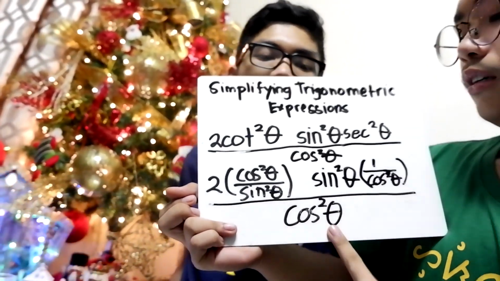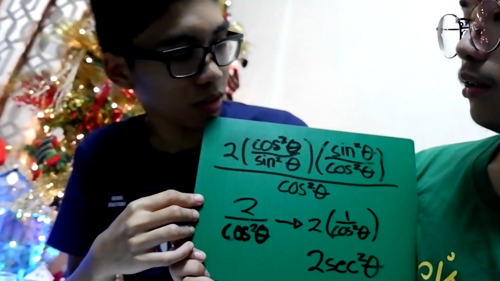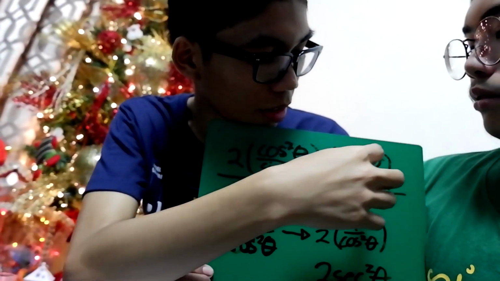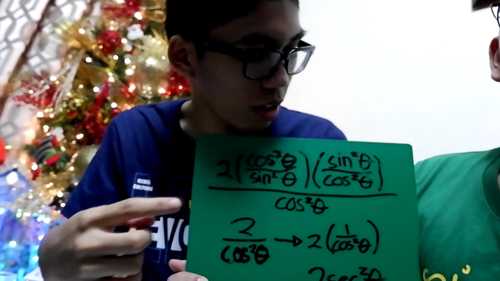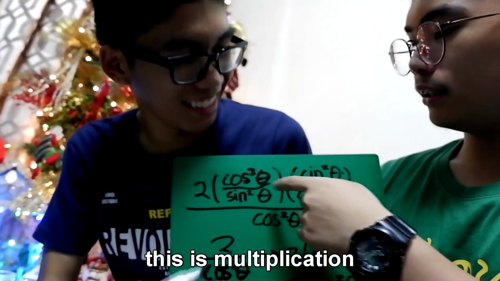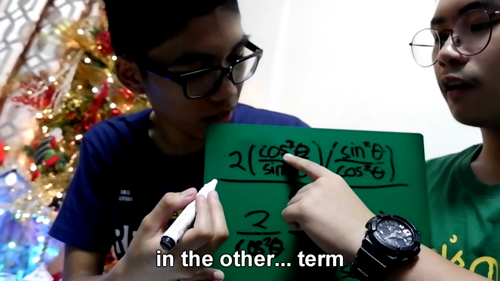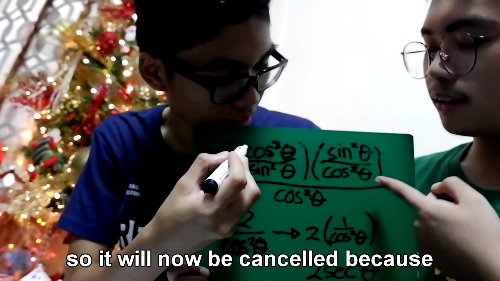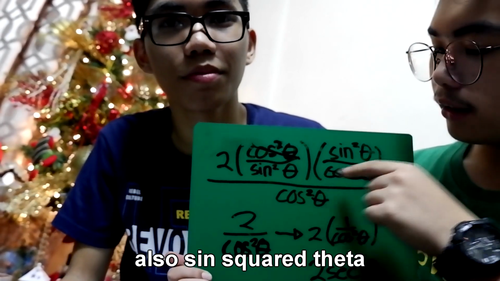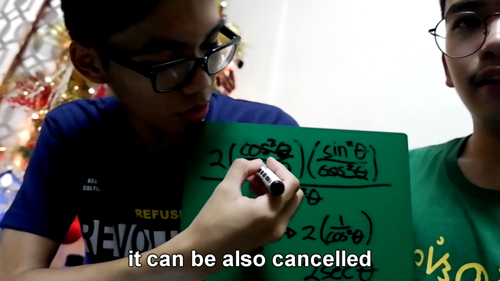Next, we distributed the sine that used to be here in this term, which is now sine squared theta over cosine squared theta. This is multiplication. We can see that there's a cosine squared theta in the numerator of the other term, so it will now be cancelled because there's cosine squared theta also here. And as you can see, there's also sine squared theta in the numerator and the denominator. It can also be cancelled.